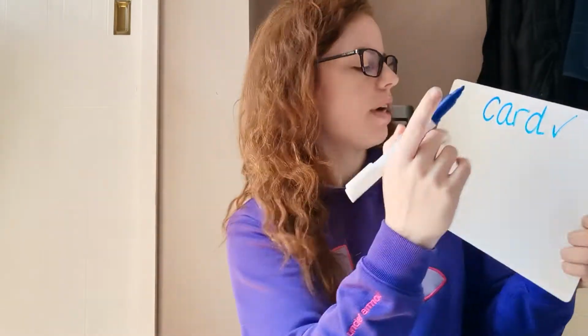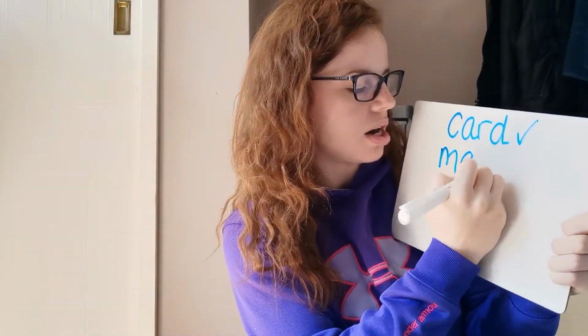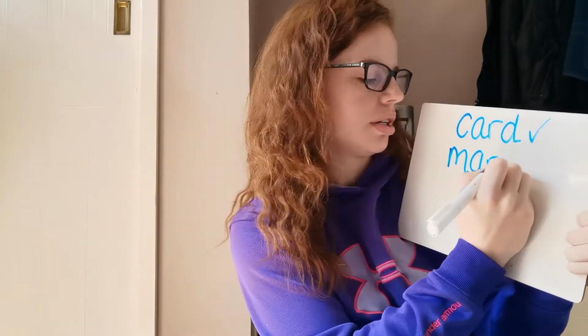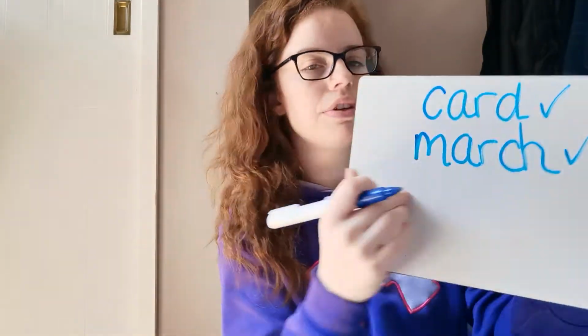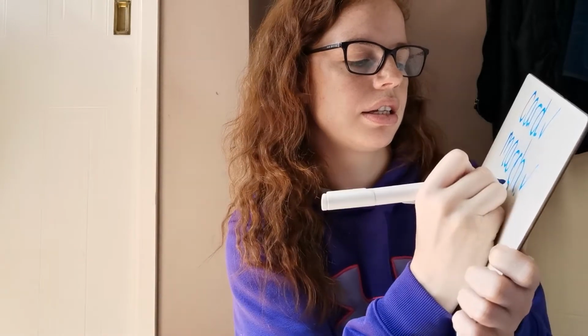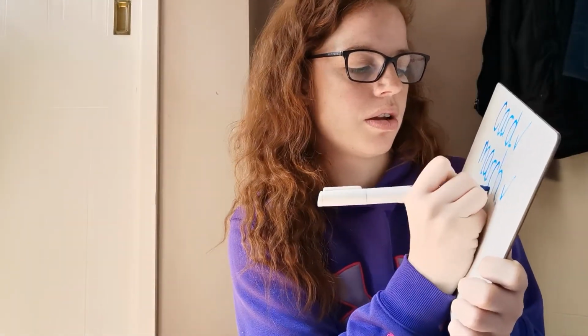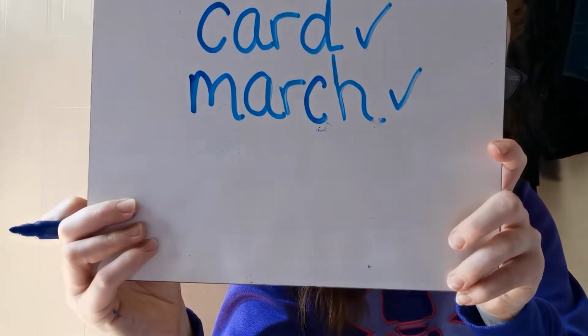All right, so we have arch. Arch. So when we write it, we have march. If you got that right, give yourself a tick. If you got it wrong, please correct it. Oh, that C and H look like they're connected. Sorry, guys. March.